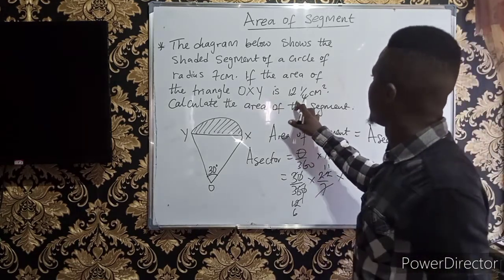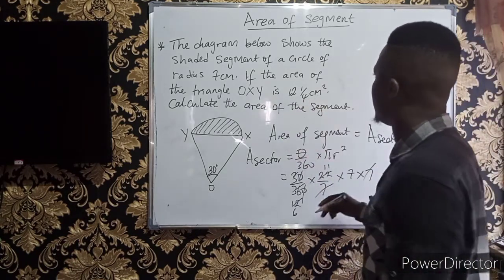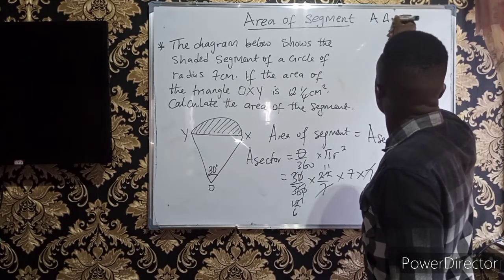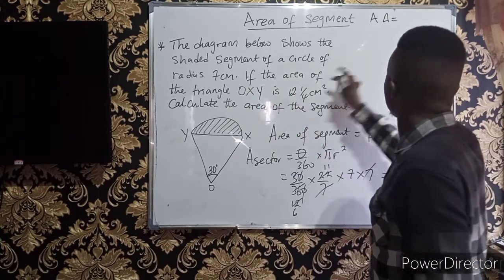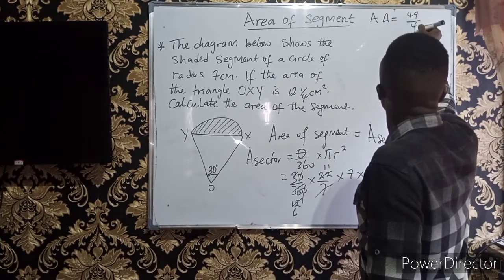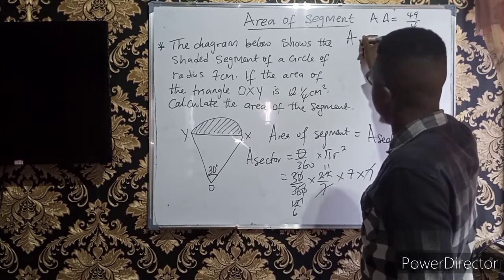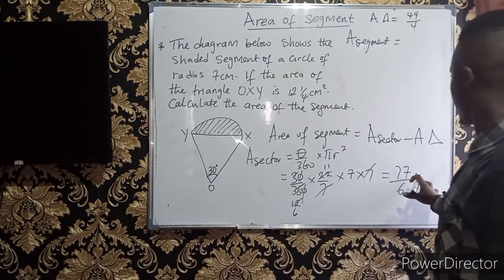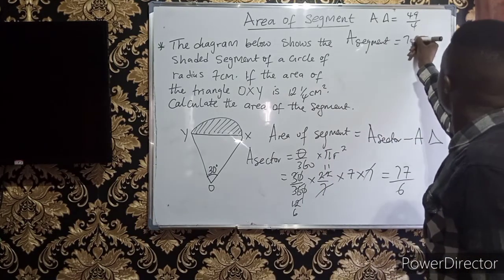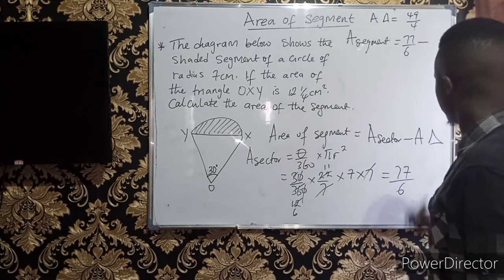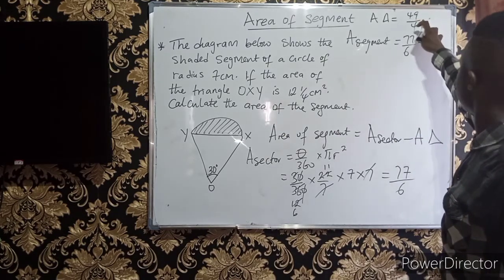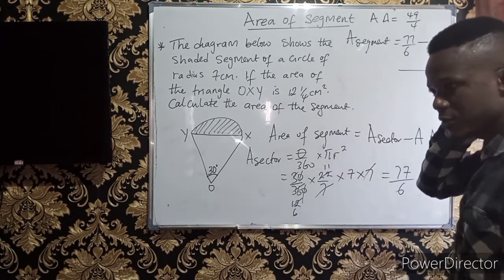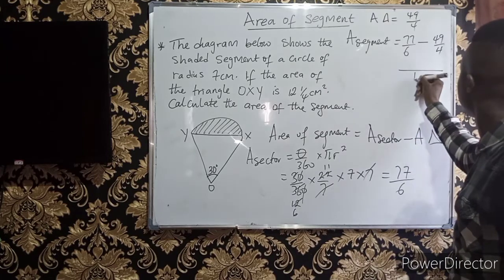Now let's change this area of triangle into improper fraction. So area of the triangle is 4 times 12 is 48 plus 1, we have 49 all over 4. Therefore, the area of the segment we are looking for will now be area of sector, which is now 77 over 6, minus area of triangle, which is now 49 over 4. So we can find their LCM. The LCM of 6 and 4 should be 12.